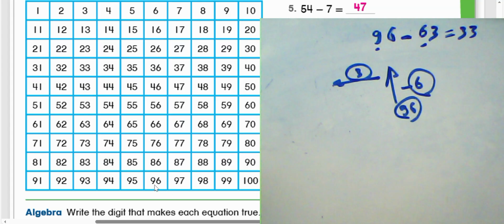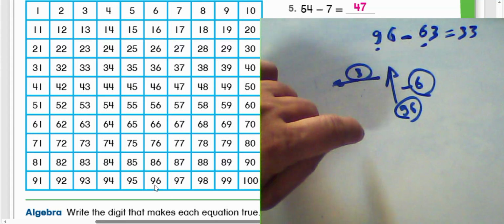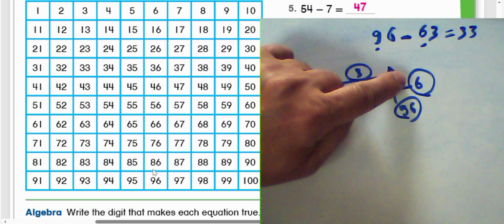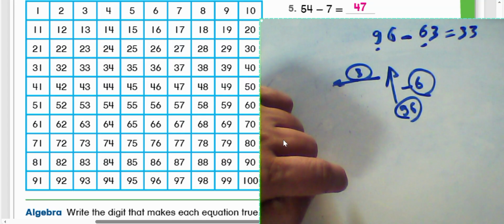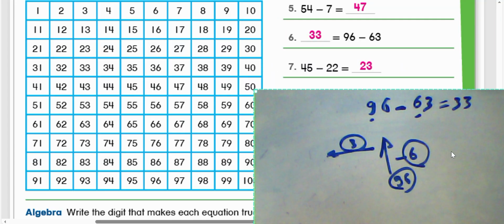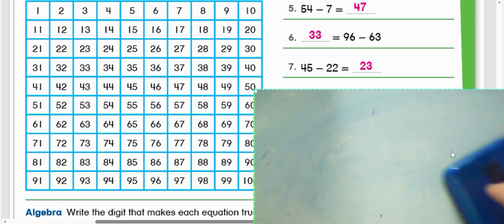Start from 96 and go up 6. First go up 6. 1, 2, 3, 4, 5, 6. And go left hand side 3 steps. 1, 2, 3. The answer will be 33. It's correct. Question. What about 45 minus 22?